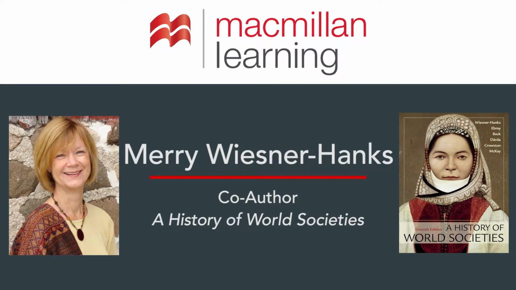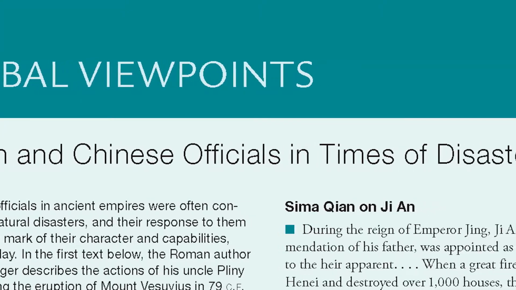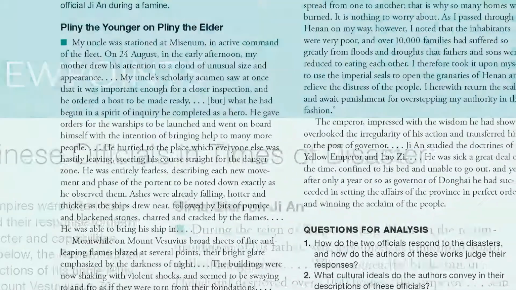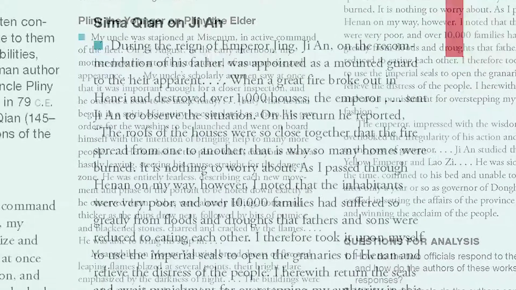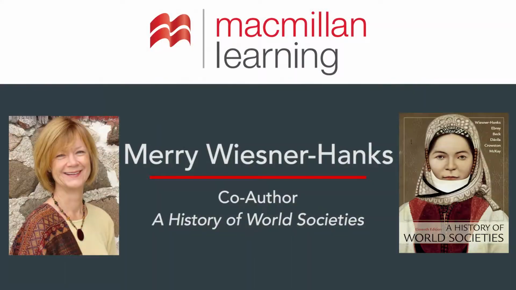The second kind of source feature, Global Viewpoints, there's one of those per chapter, presents two sources from different parts of the world on the same issue, through which students can see parallels and make comparisons. Here's the one from Chapter 6, Roman and Chinese officials in times of disaster, discussing the reactions of officials to the eruption of Mount Vesuvius and to a famine in China. These features also often allow connections with current issues. Here, Hurricanes Katrina or Sandy come to mind, or major forest fires, or whatever natural disasters confront the location where you teach. There are plenty of those always.